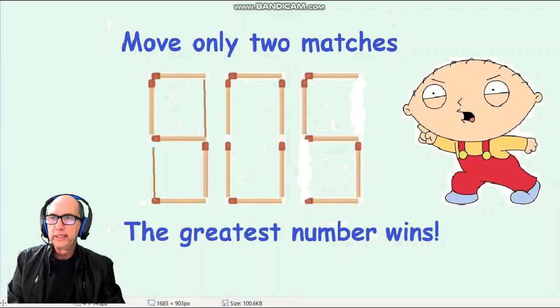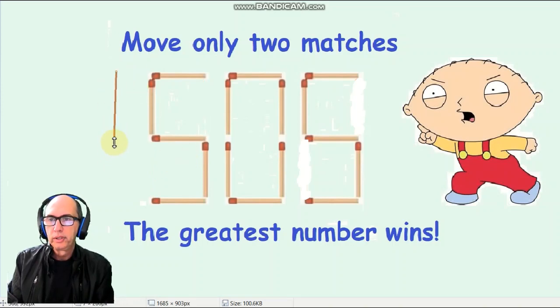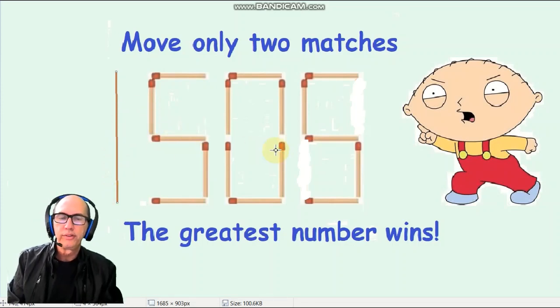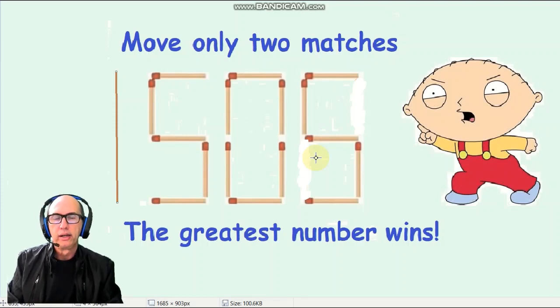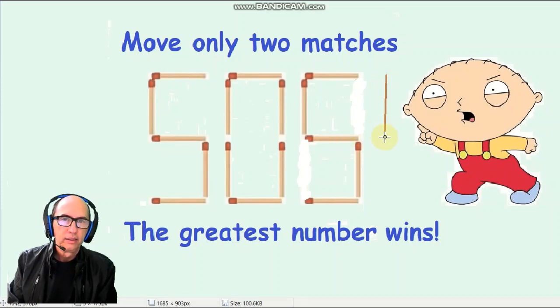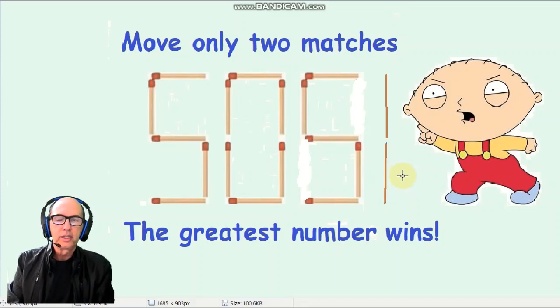But what about if instead we move these 2 sticks right up front, and then we can make 1505, much greater. Wait a minute, there's another option. Instead of moving to the front, let's move to the back. And we have 5051, much greater number. And maybe we can think about more numbers, just moving these 2 sticks.